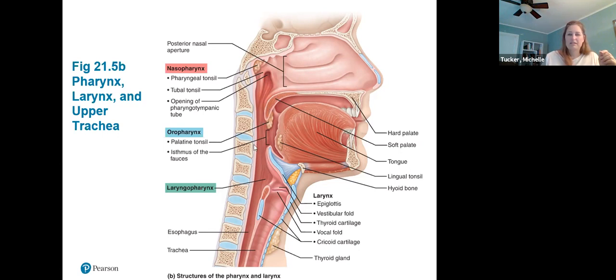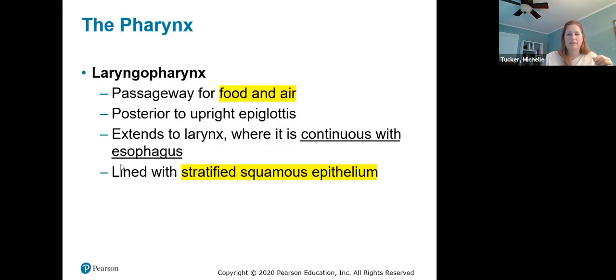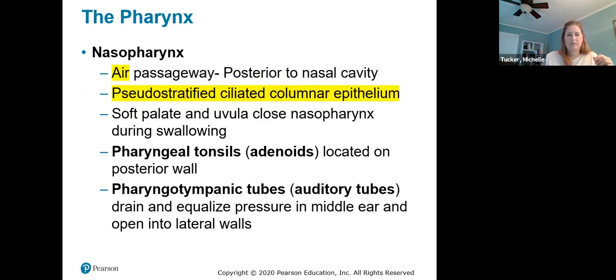The oropharynx is going to be a common passageway between food and air, as is the laryngopharynx, and the laryngopharynx continues on with the esophagus. The pharyngotympanic tubes, your auditory tubes, they also come in at the nasopharynx.